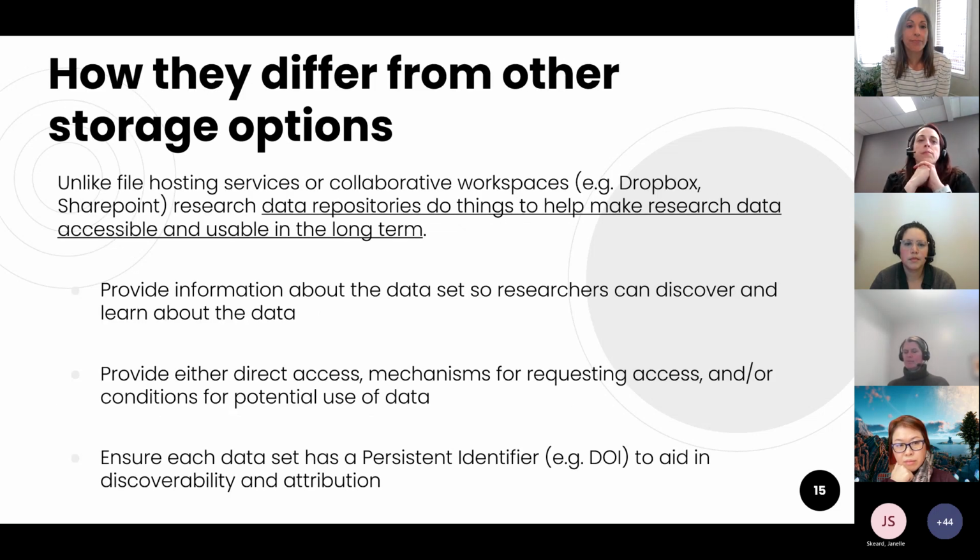Next slide, please, Christina. Let's take a moment to identify how they differ from other storage options. Unlike file hosting services or collaborative workspaces that you may already be familiar with, like Dropbox and SharePoint, research data repositories do things to help make research data accessible and usable in the long term. For instance, they'll provide information about the data set so researchers can discover and learn about the data, provide either direct access, mechanisms for requesting access, and or conditions for the potential use of the data, and ensure that each data set has a persistent identifier like a DOI, a digital object identifier, to aid in discoverability and attribution.